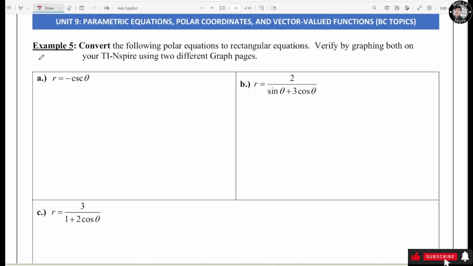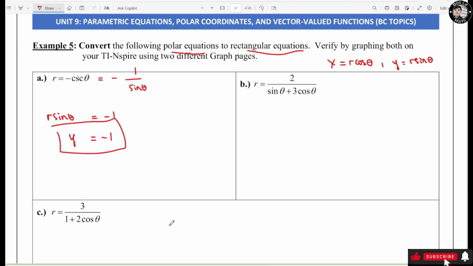Now, example number 5, we need to convert the polar equation to rectangular equations. Question A: r equals negative cosecant theta, which is the same thing as negative 1 over sine theta. We need to use the formulas x equals r cosine theta and y equals r sine theta. So I'm going to multiply both sides by sine theta, so it becomes r sine theta equals negative 1. r sine theta is actually y, so y equals negative 1. This one is the final answer.